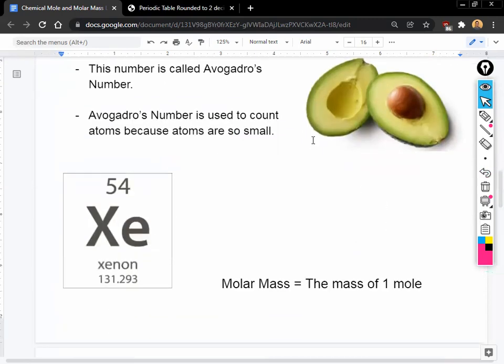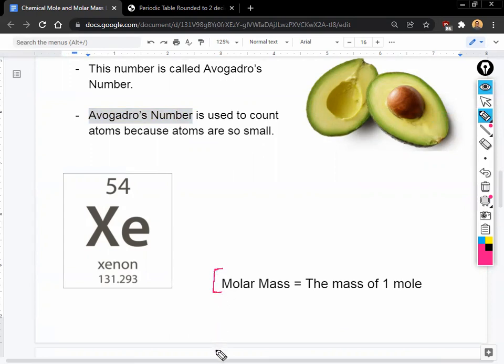called Avogadro's number. I put a picture of an avocado because they kind of sound similar. But we use this number to count atoms because they are so small. Okay, so make sure you guys write this right here. This is the definition that we're gonna do all our problems with.